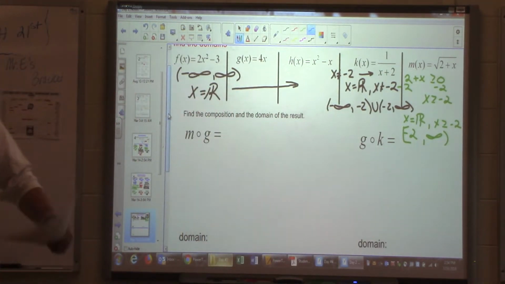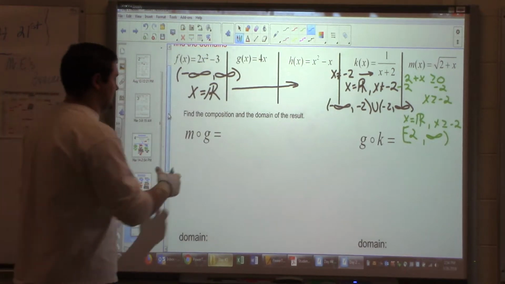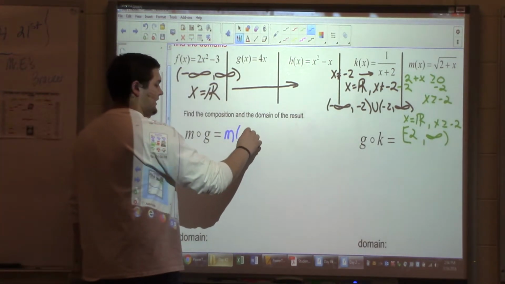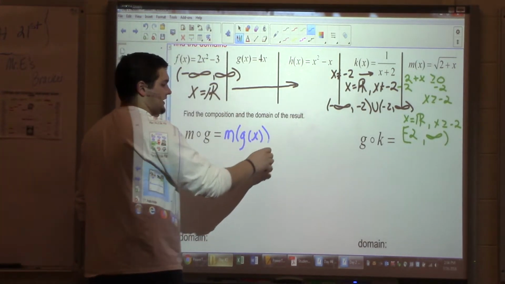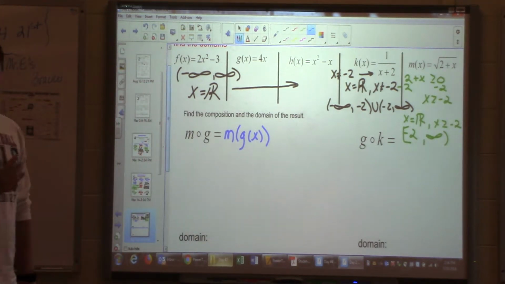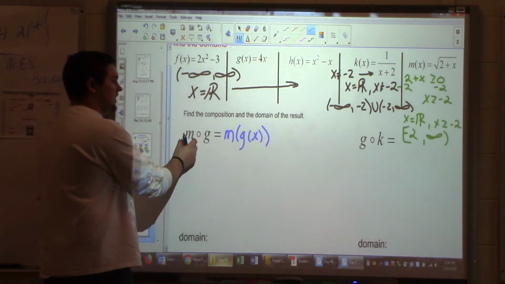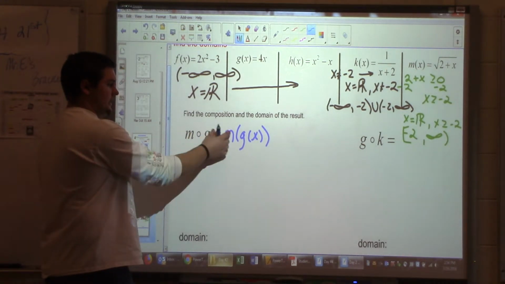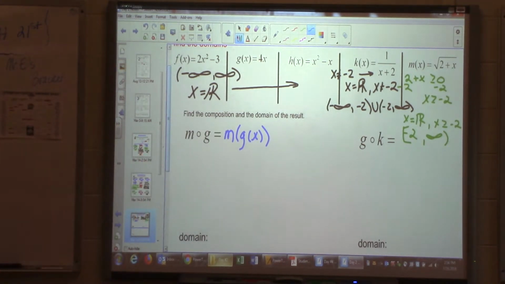The first one. Insert in that funky notation, right? M of g. So I'm going to rewrite it. M of g of x. I said my brain works in weird ways. I want to rewrite it. That's what makes most sense to me. So the first one is always the outside one. M of g of x.